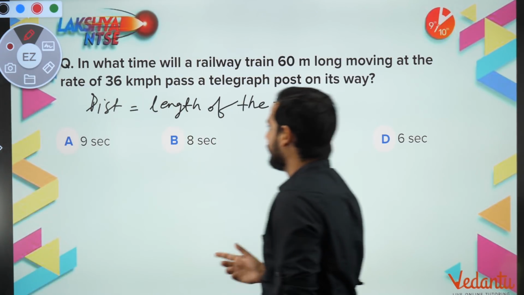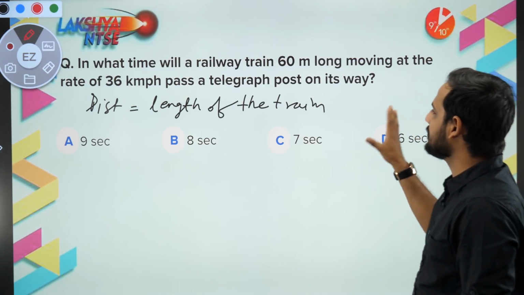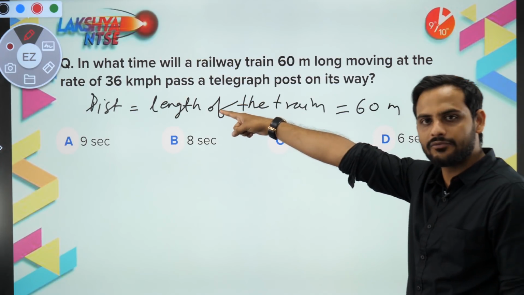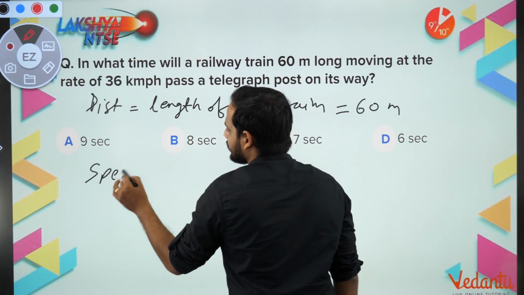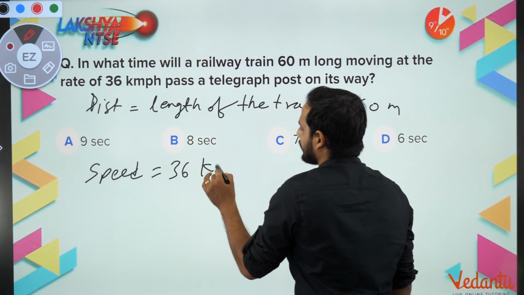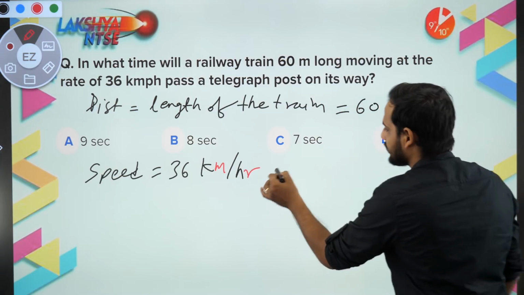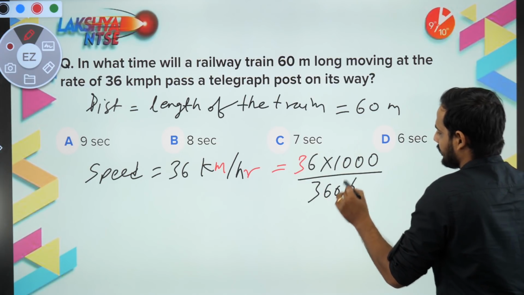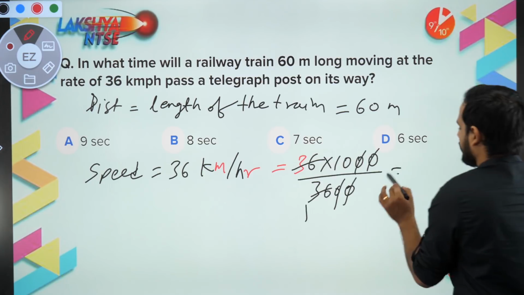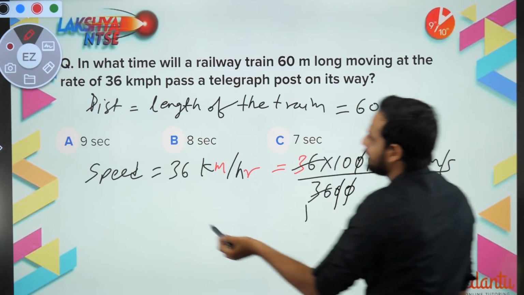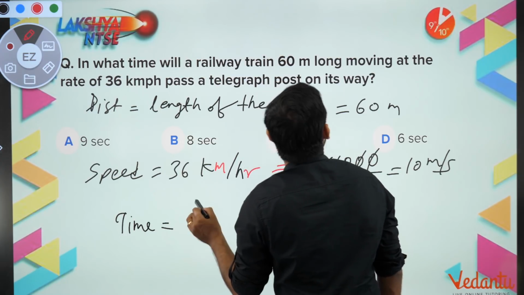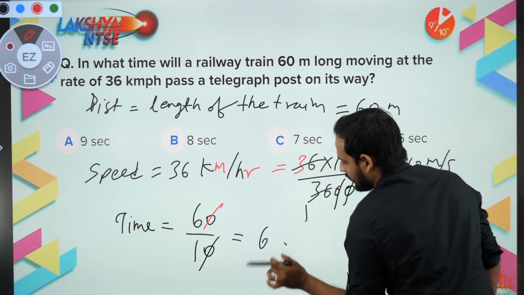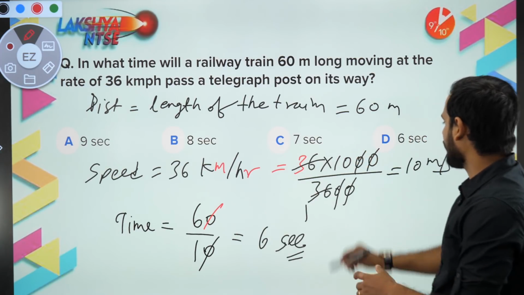Let us move ahead. Next part: in what time a railway train 60 meter long. So the length of the train, that means my distance, is 60 meter. And moving at the rate, the speed is 36 kilometer per hour. We have to convert it into meter per second: 36 into 1000 divided by 3600, so we get 10 meter per second. How much time will it take? Time is equal to distance upon speed. Distance is 60, speed is 10, that means 6 seconds. Time taken will be 6 seconds. That means option D.